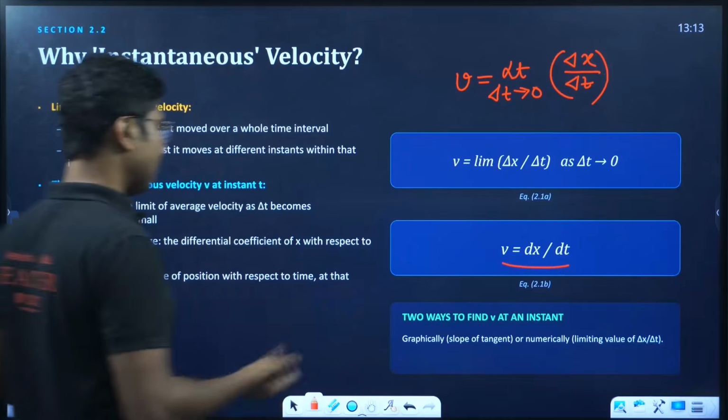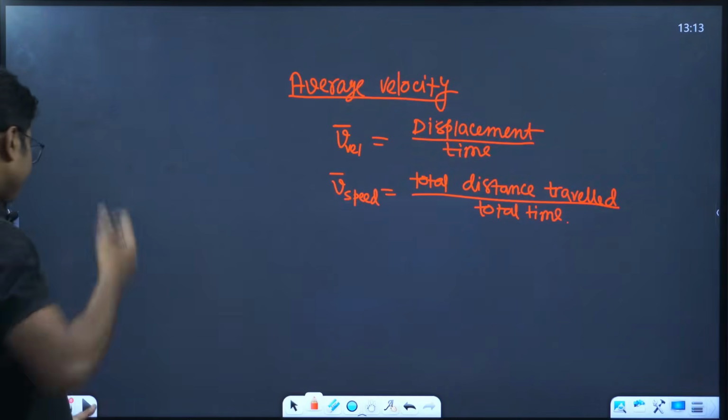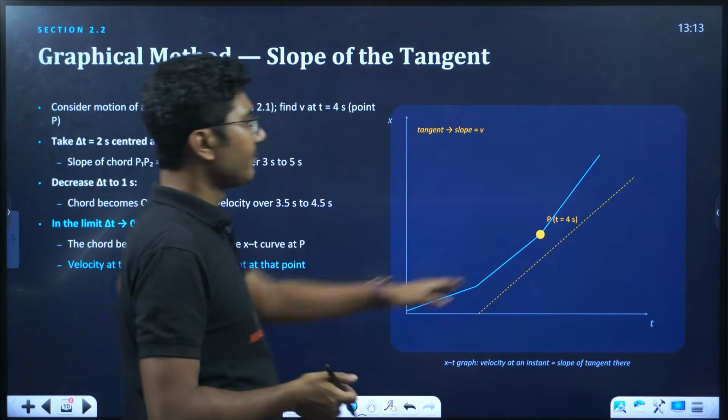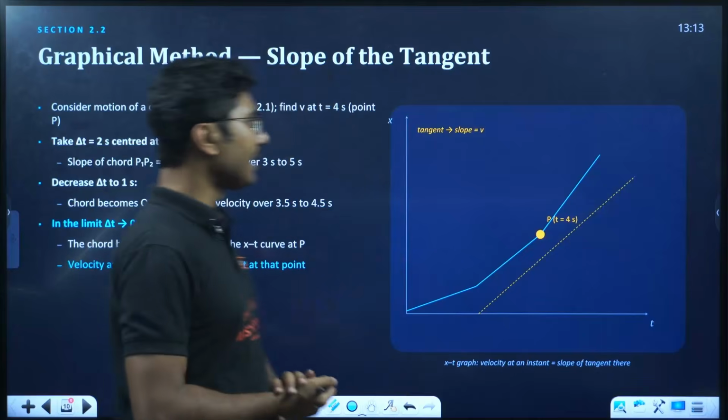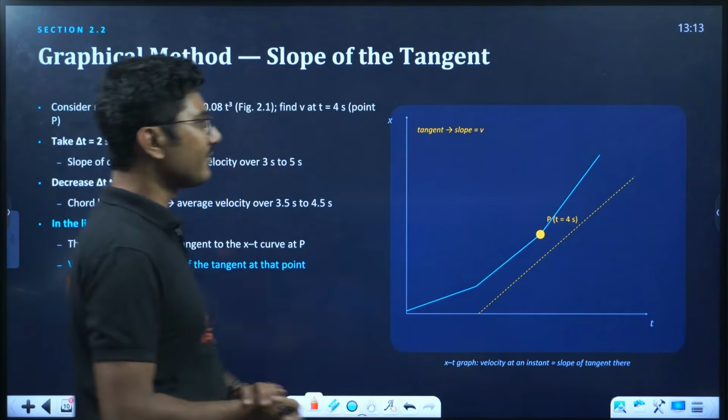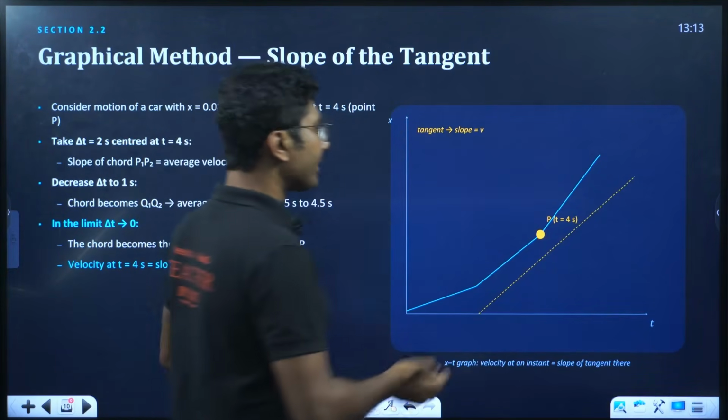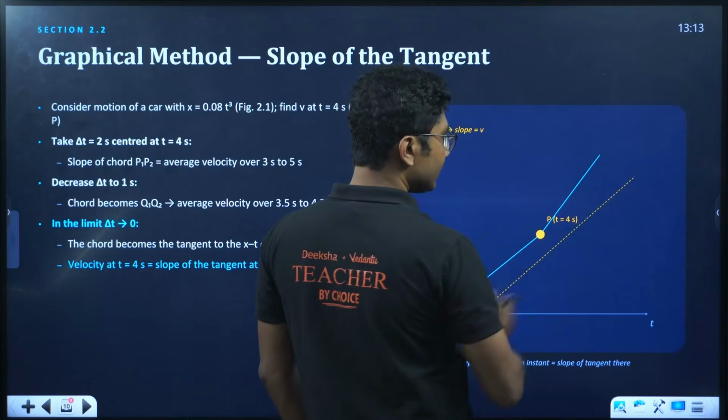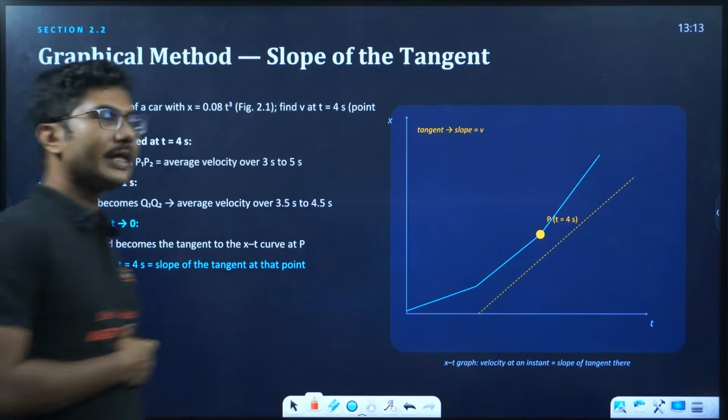First of all, we will use the graphical method, as the numerical method is slightly longer. So let us see, what is the graphical method? You have a graph given over here, and you want to find the instantaneous velocity at a certain instant. When you plot the average velocity, it looks like this dotted graph.